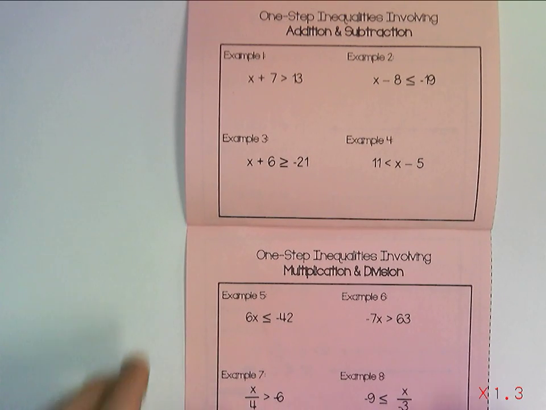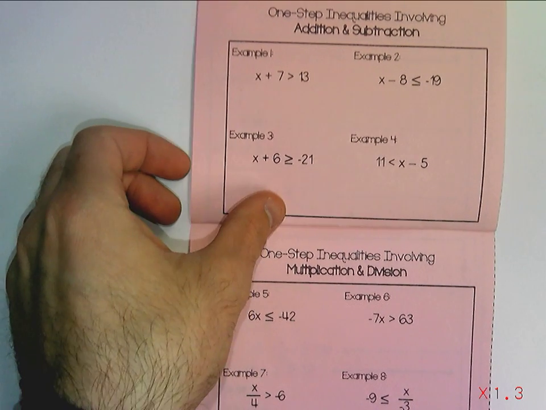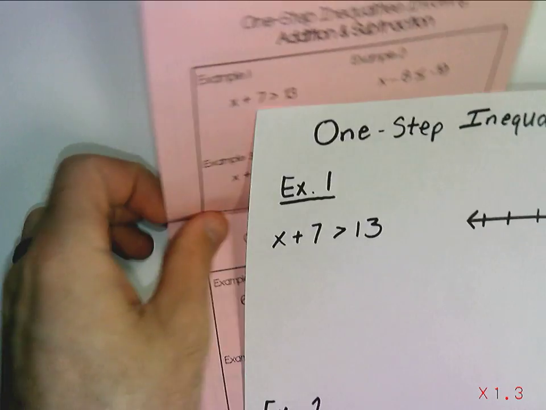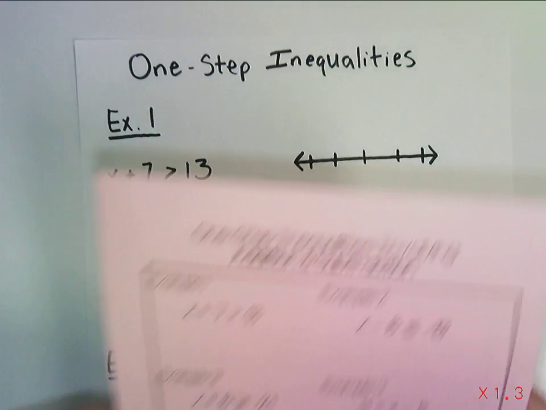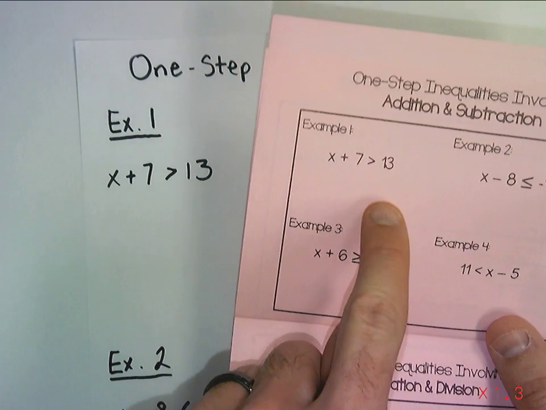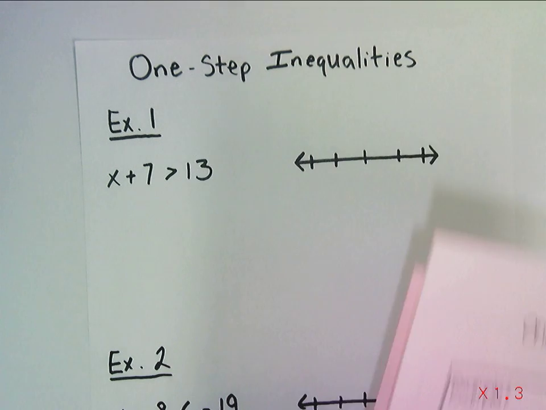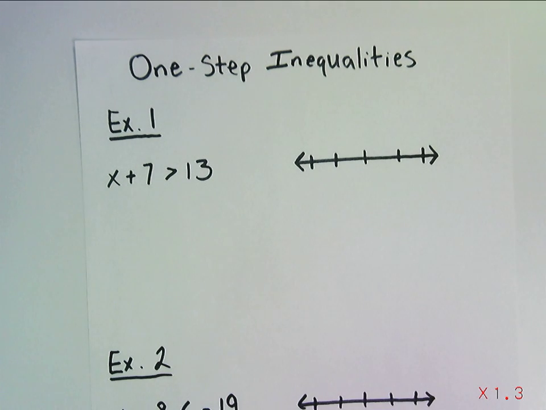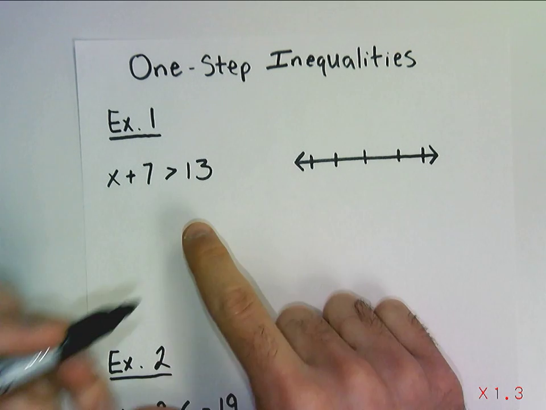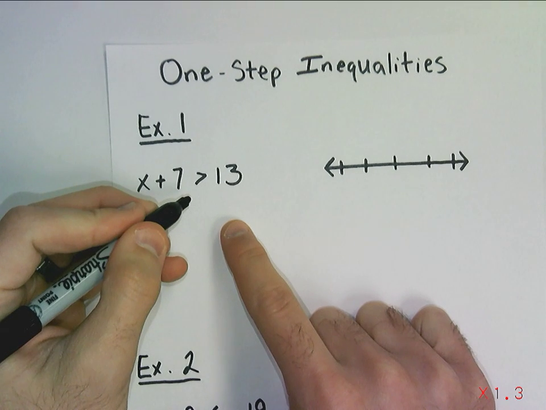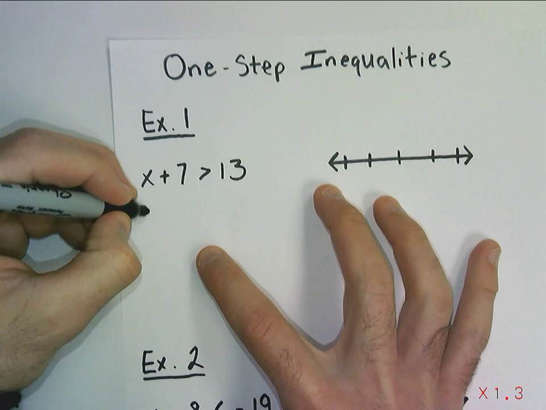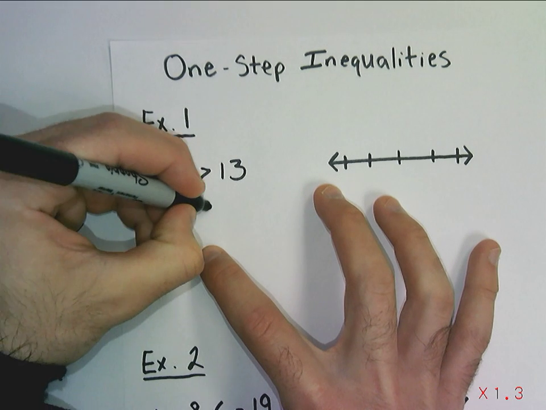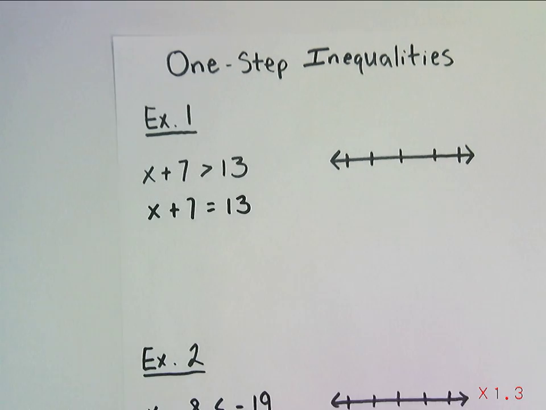So, like I said, I'll be doing these on an extra piece of paper. So I'll bring those up here. So the first one we're looking at is x plus 7 is greater than 13. So we'll have to do this just as we would solve a one-step equation. Don't let this inequality throw you off. We can think of this in the same way as x plus 7 is equal to 13. And we'll solve it exactly the same.